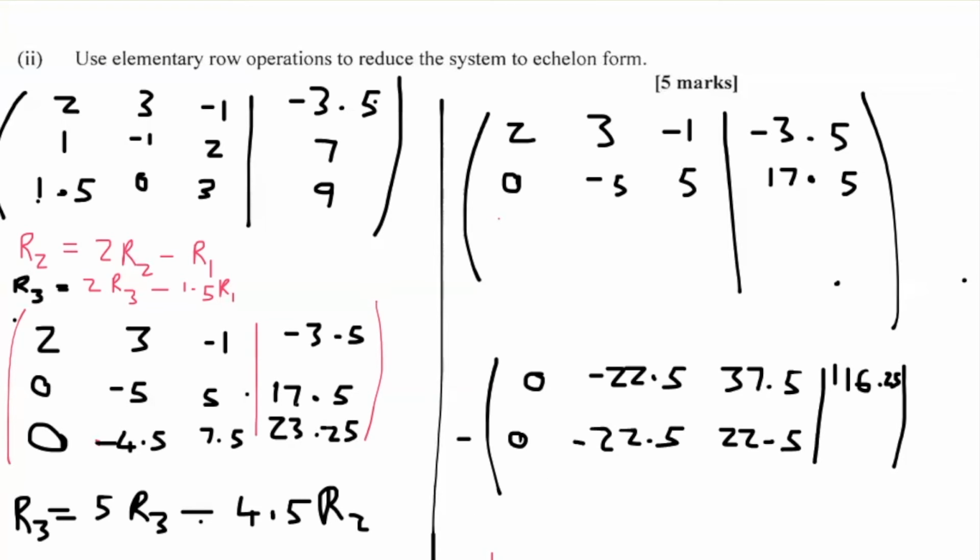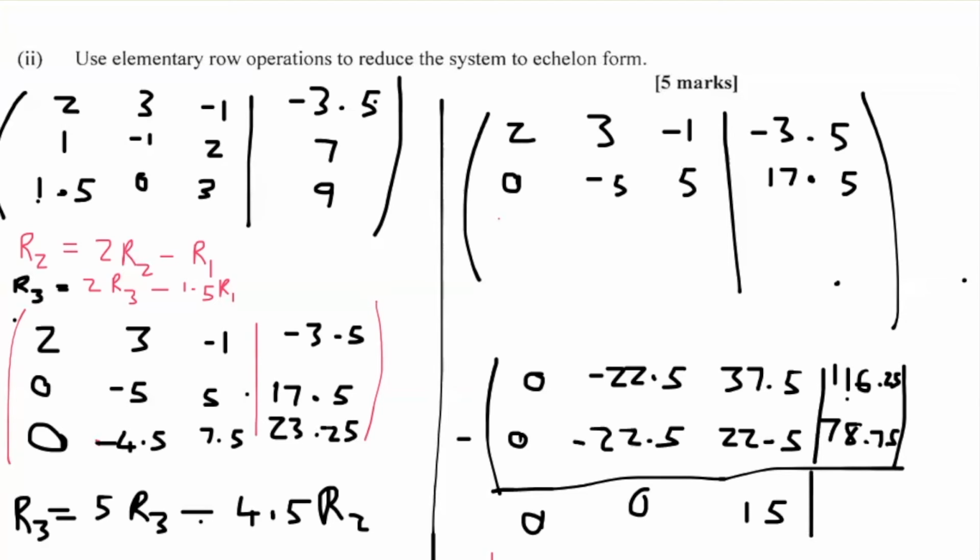4.5 times 17.5, that will give me 28.75. Now the operation is to subtract. So 0 minus 0, 0. Minus 22.5, this is a plus, so that's 0. 37.5 minus 22.5, that will give me 15.